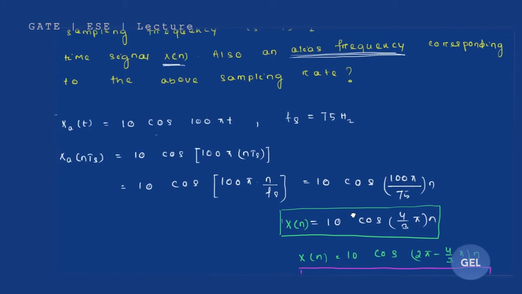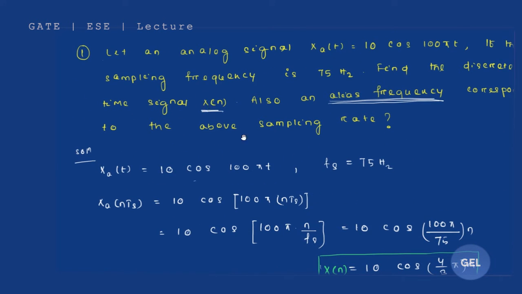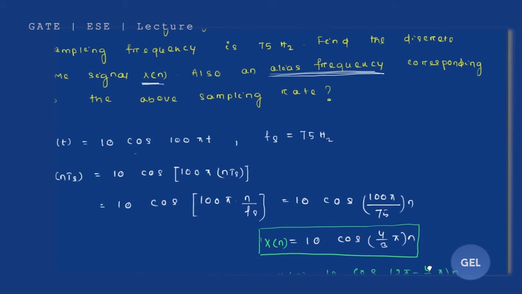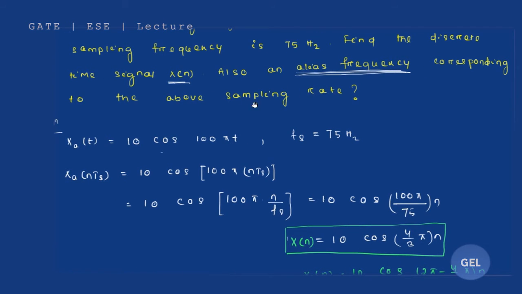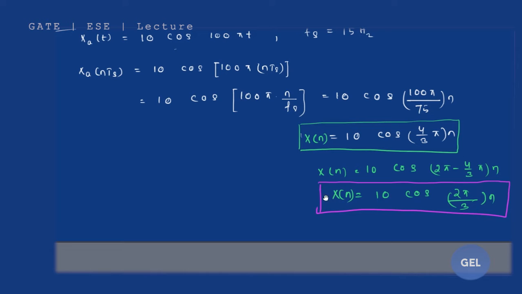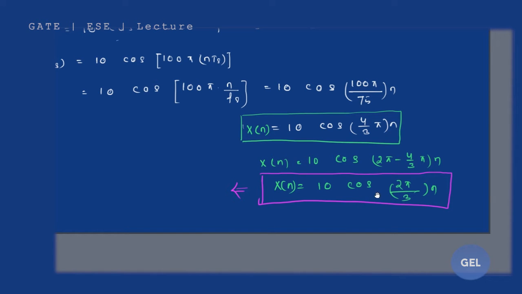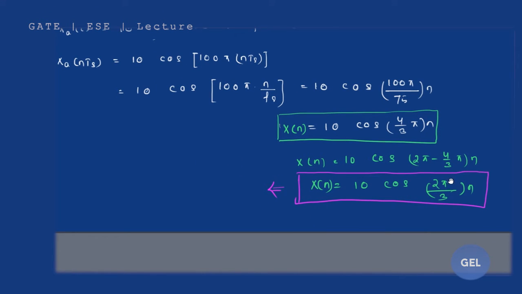Now it is asking to find the discrete time signal x(n). I got the discrete time signal x(n), which is given as 10 cos 2 pi by 3 into n. Now it is saying find the alias frequency corresponding to the above sampling rate. Now the signal which will be alias to this, listen to this carefully, this is very important. Here there is a bit of a turning point. The signal which is alias to this x(n) has to be situated after a 2 pi distance. You understand?